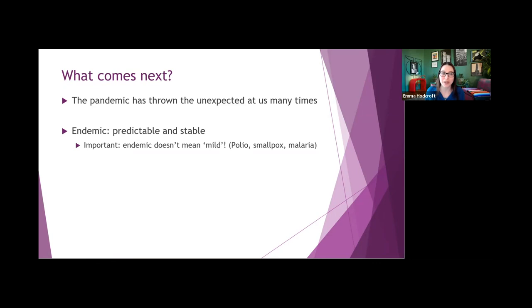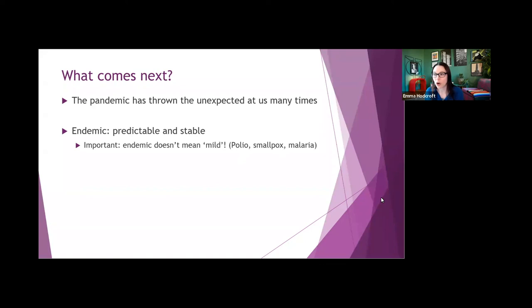And it's also worth mentioning, I think this has been said a number of times now, that endemic doesn't necessarily mean mild. Polio was endemic, smallpox was endemic. You don't want these viruses. It just meant they were predictable and they were circulating in a very stable pattern. Doesn't mean that they were harmless.